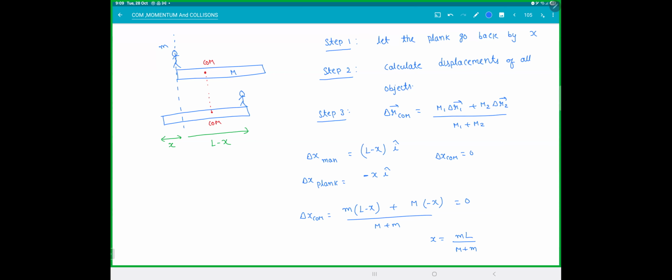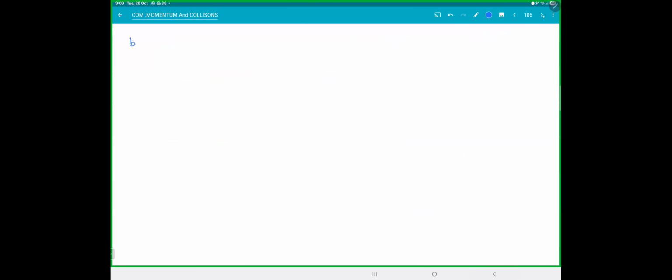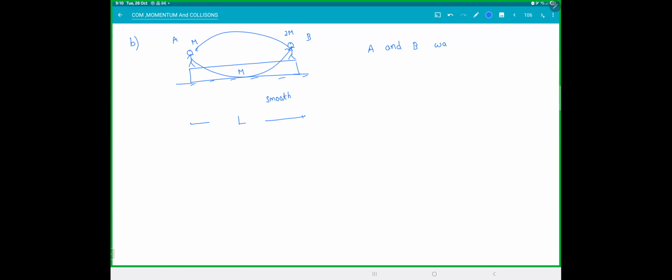Let's see one more. I think you'll get a better clarity. Now you guys try this. Same question, but this time we have a plank of mass M, we have two people on the plank now. Let's call him A, which is mass M. And we have another guy, B, whose mass is 2M. Smooth floor. The distance is L. Now what happened? A and B walk towards each other and exchange places. Means B will go to A's place and A will come to B's place. So they're exchanging places. Both are walking towards each other.